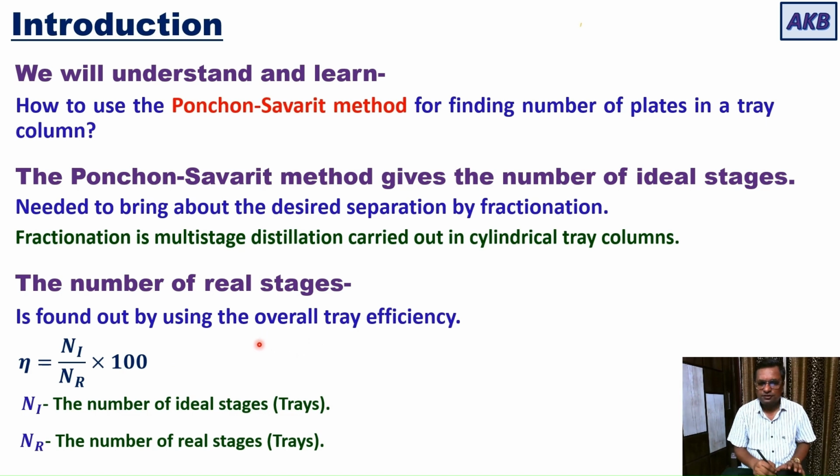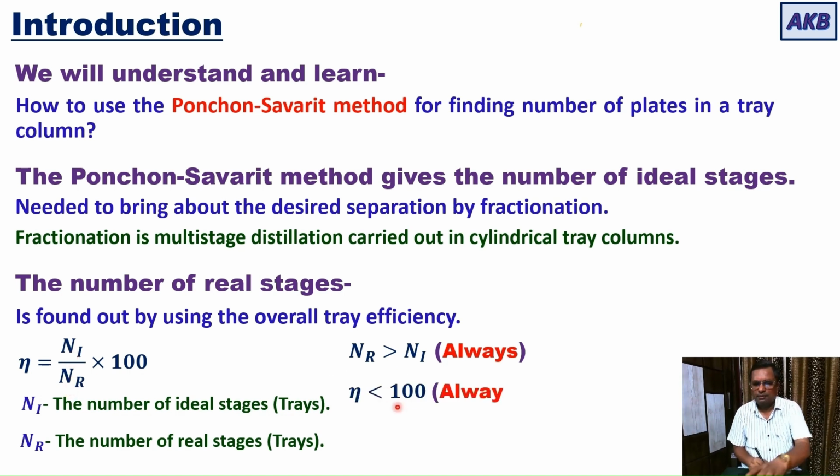So for getting the number of real stages, we need to know the overall tray efficiency, which is given by this equation. The number of real stages will always be greater than the number of ideal stages. That means the denominator will always be greater than the numerator. That's why percentage efficiency will always be less than 100. So we will know the steps that are involved in the Ponchon-Savarit method to get the number of ideal stages in a tray column.